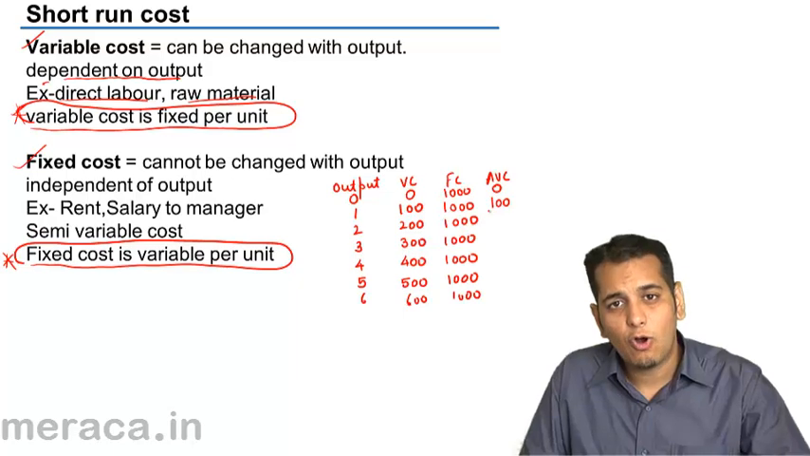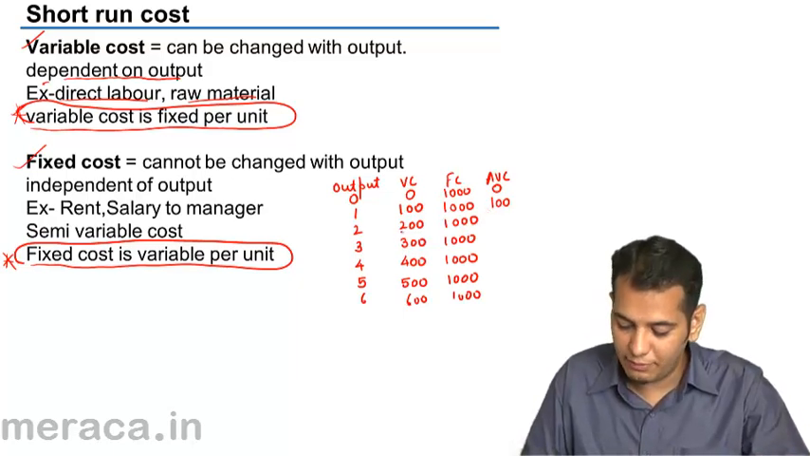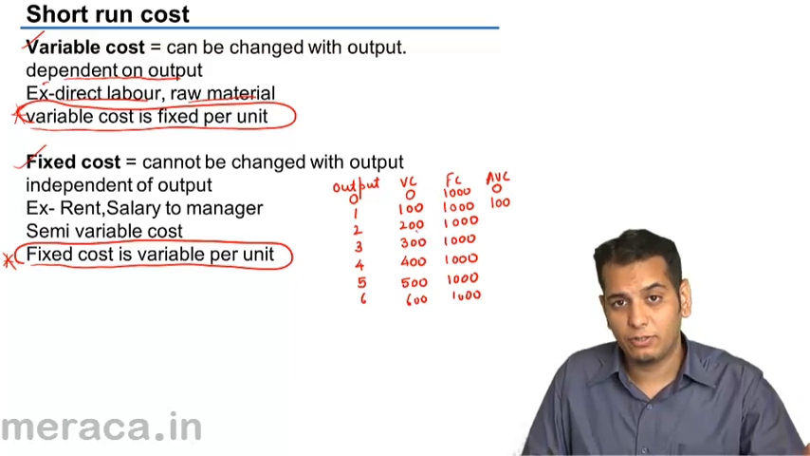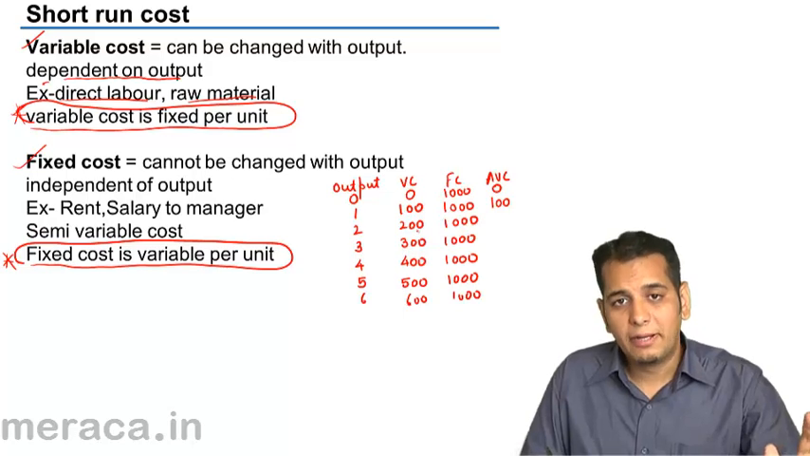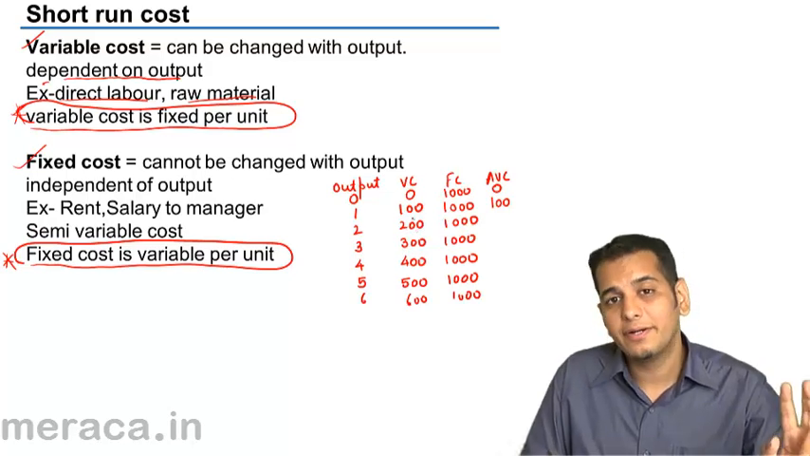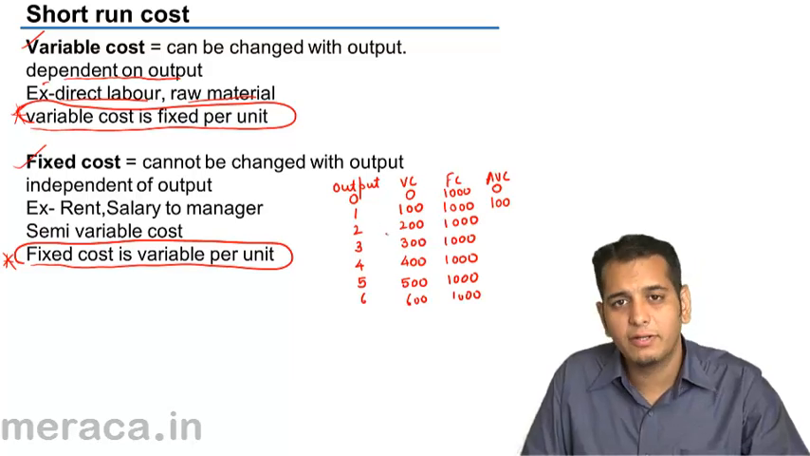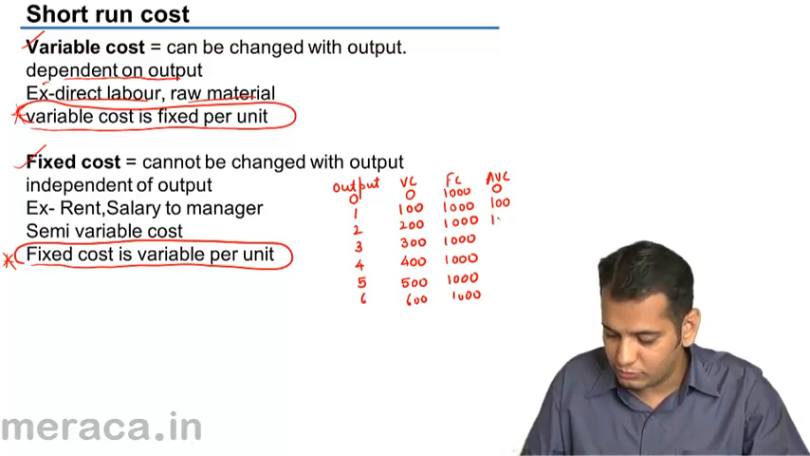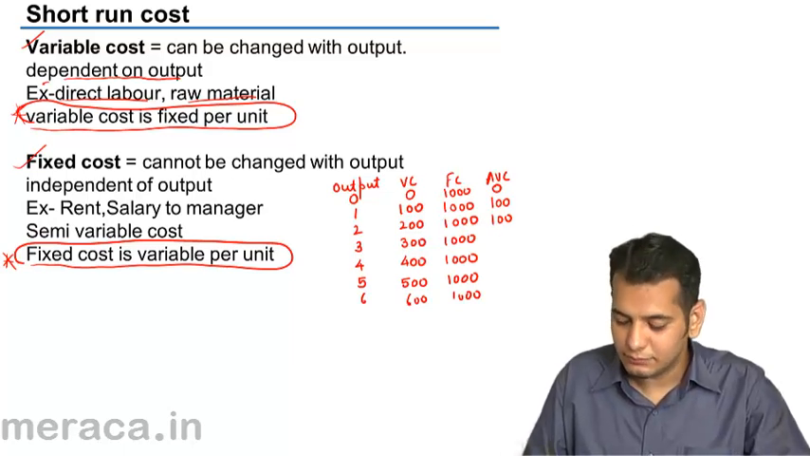What will be the cost per unit if I produce 2 units? If I am producing 2 units, my variable cost is 200. So this cost 200 is for 2 units. What is the per unit cost? It is 200 divided by 2. So the average variable cost is 100.